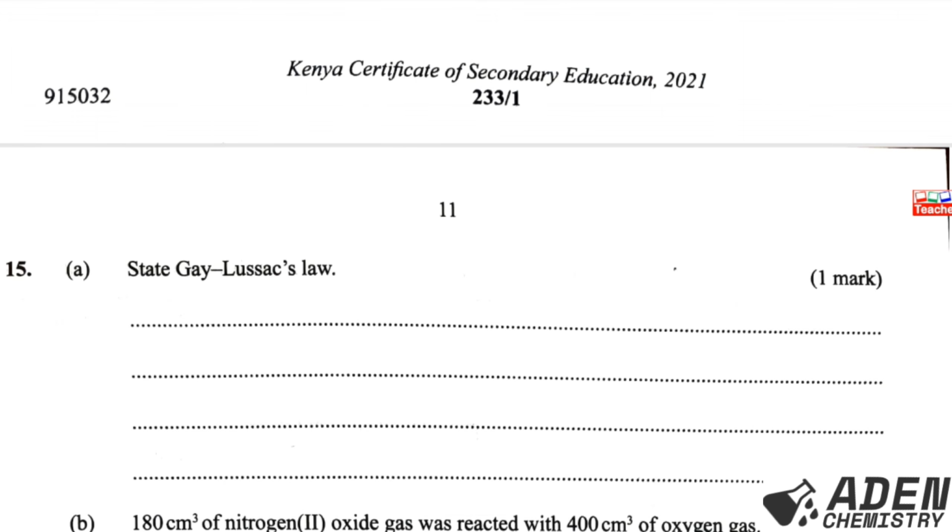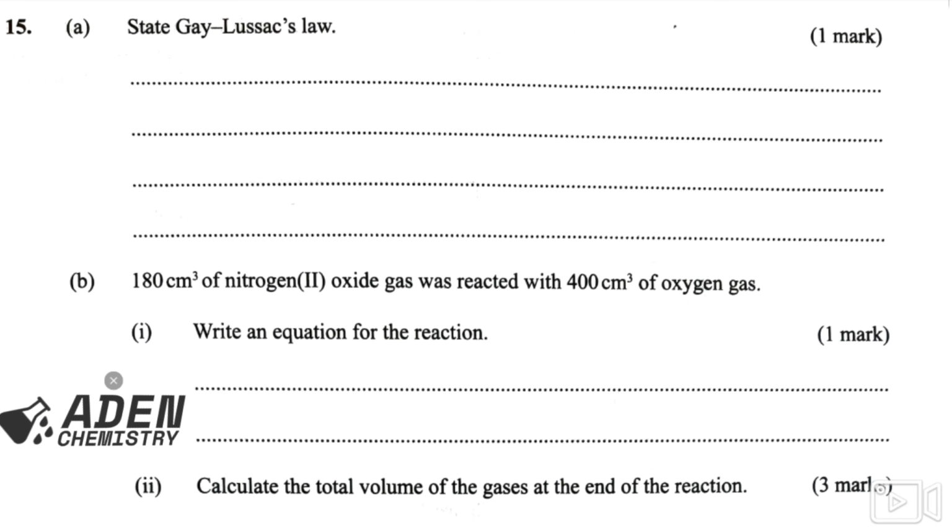So here we are having question 15. Check the paper. It is the Kenya Certificate of Secondary Education 2021, chemistry paper 1. We are in page 11. Question 15, part A is carrying 1 mark. We are going to proceed to part B and part C. This question 15, part A, it's carrying 1 mark. Part B, Roman 1, it's carrying 1 mark. So part B, Roman 2, is carrying 3 marks. So when we add all this, we are going to get 5 marks.